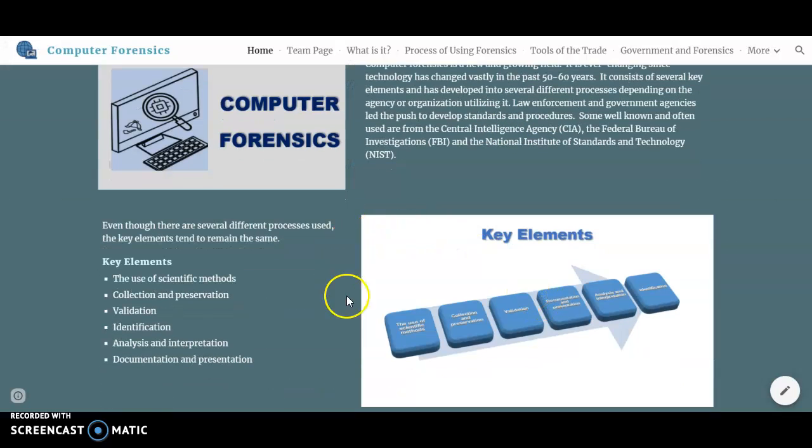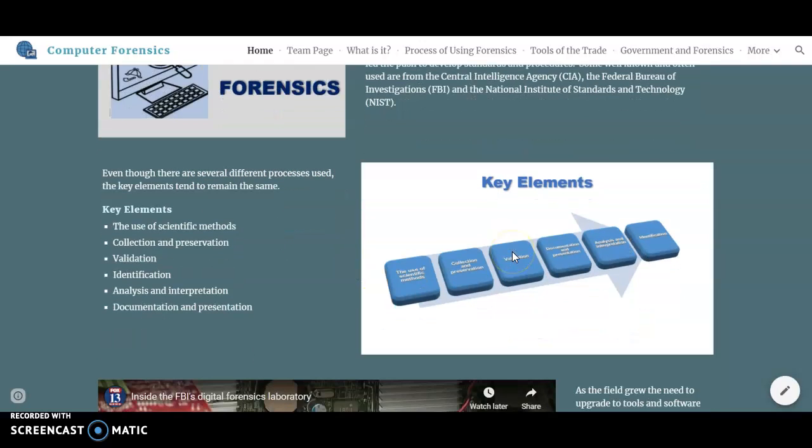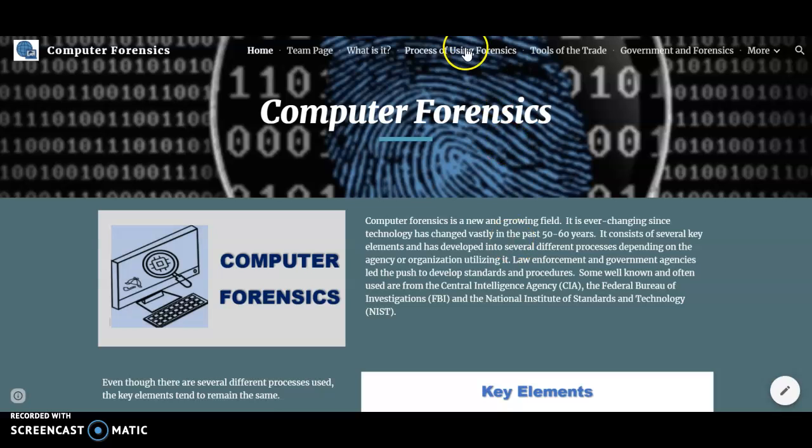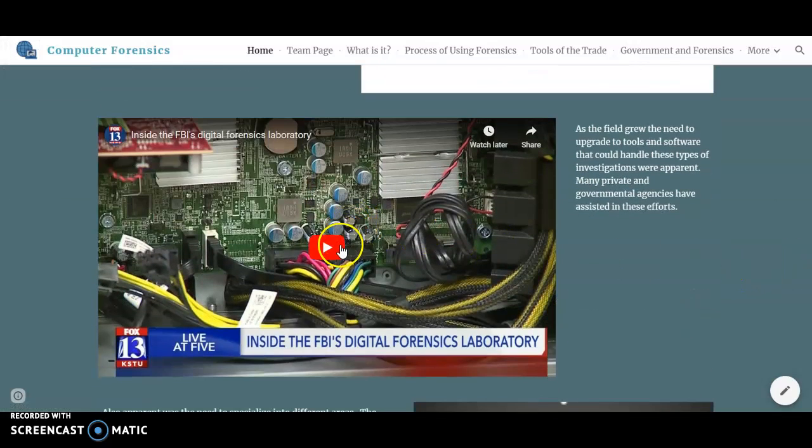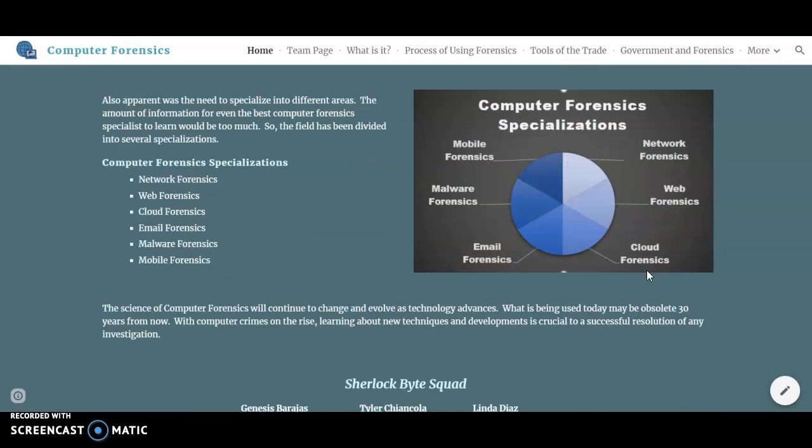Key elements for some of the different processes used touches on Tyler's portion, which is the process of using forensics. We have a video that I uploaded regarding the FBI's Digital Forensic Laboratory, and that touches on Ebony's portion when it talks about the tools and software that's used.